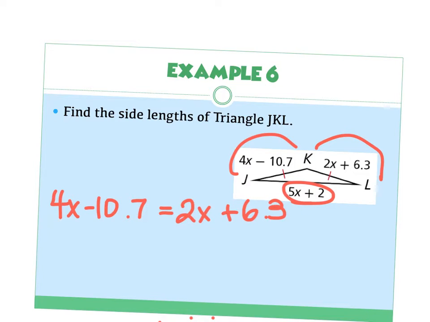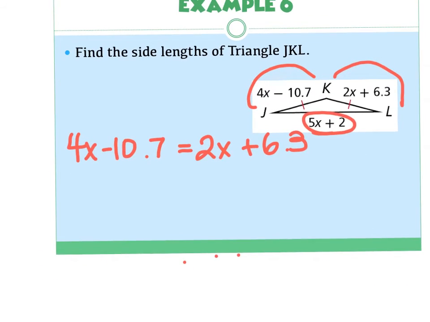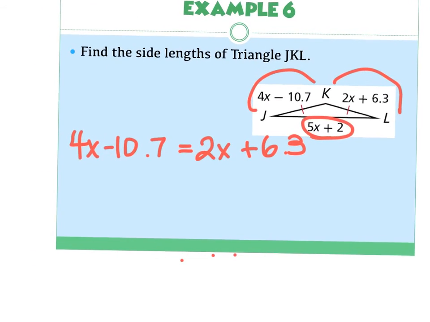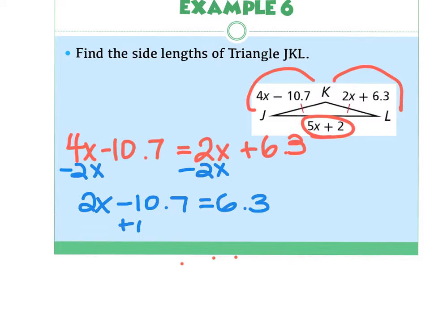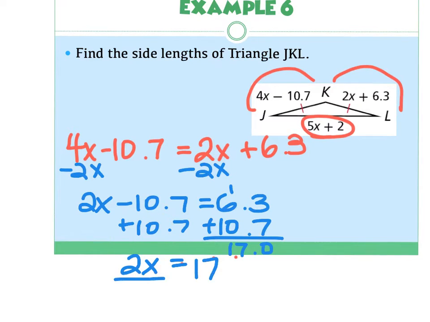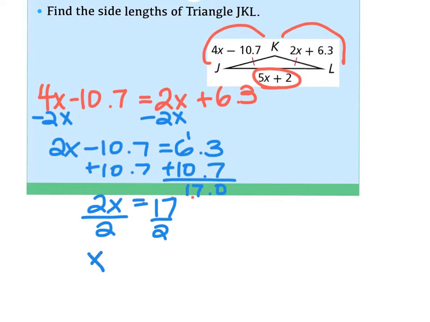I totally disregard the one on the bottom. I don't need it until I plug it back in to find the length. So to solve for x, I don't need that yet. So then from here, I could subtract the 2x. And I get 2x minus 10.7 equals 6.3. Add the 10.7. 2x equals 17.0 or 17. And then divide by 2. Good. X is 8.5.